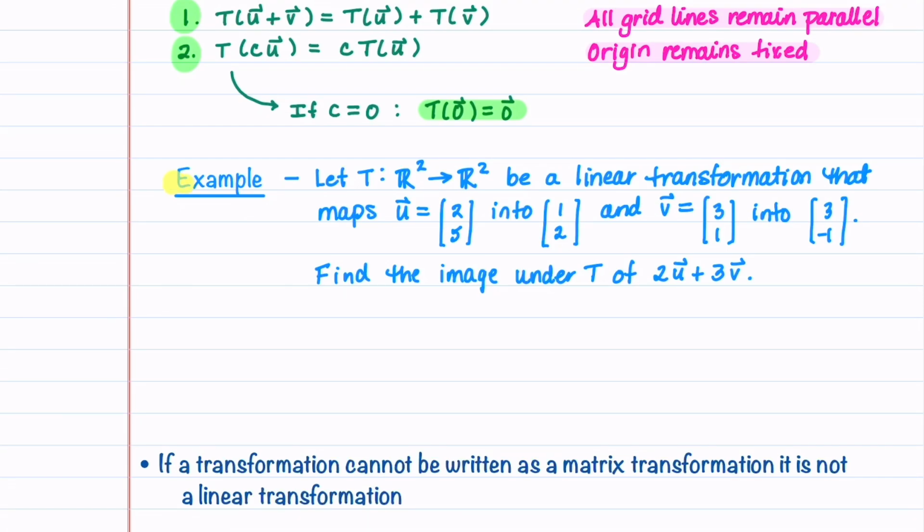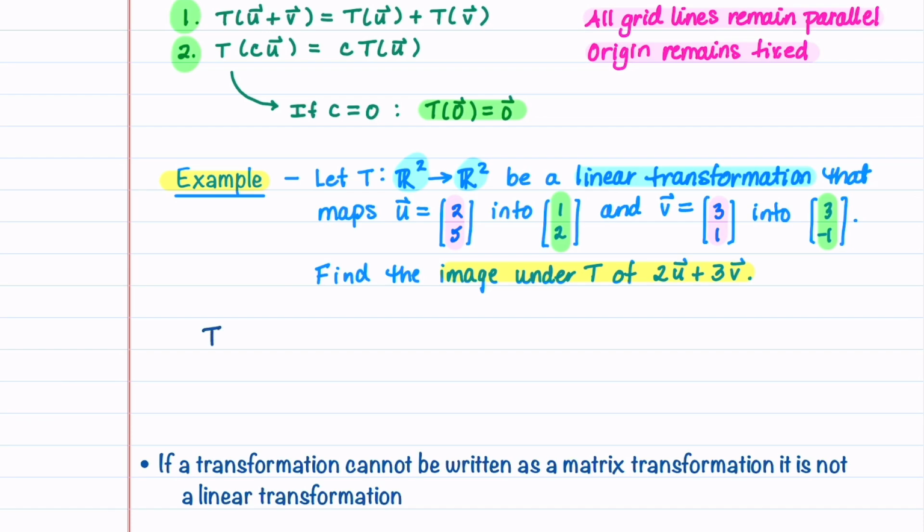Let's now look at an example of how we can use these properties. We're given that we have a transformation from R2 to R2, and it's a linear transformation, and it maps a vector U into a vector 1, 2, and it maps a vector V into the vector 3, minus 1. We're asked to find the image under T of 2U plus 3V. That's where we're going to start.